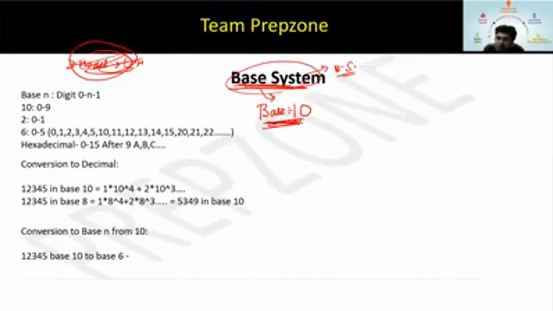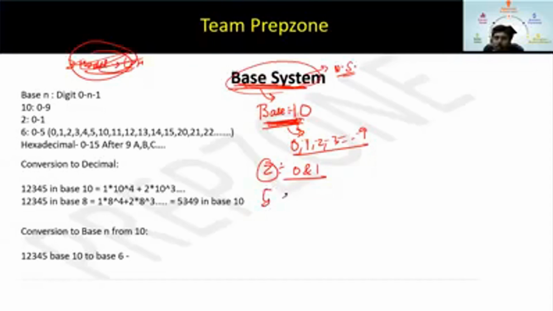Suppose we are taking base 10, right? So in base 10, what will happen? We will have digits from 0, 1, 2, 3, 4 till 9. So these will be the 10 digits. Okay. This is known as base 10. What is base 2? How many digits will be there? 0 and 1. This is base 2.